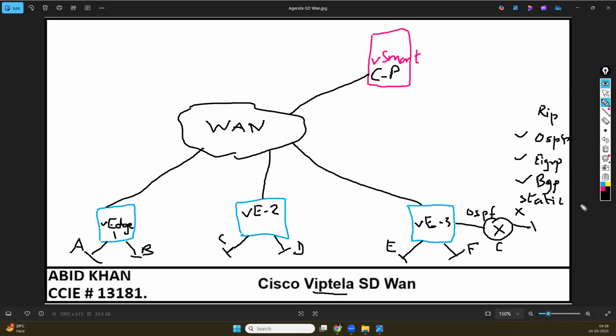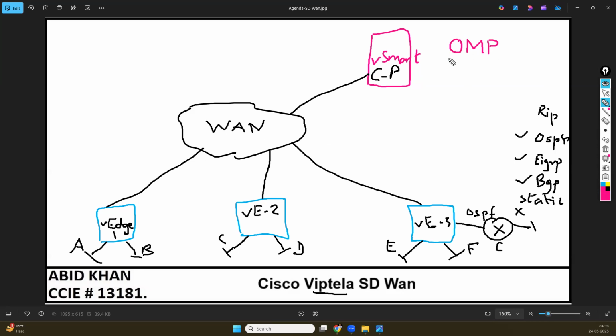For this, a protocol is going to run, and that protocol is Viptela's proprietary protocol, just like Cisco has its own proprietary protocol, EIGRP. The same way, Viptela has created its own protocol, which is known as OMP, Overlay Management Protocol. So OMP stands for Overlay Management Protocol.